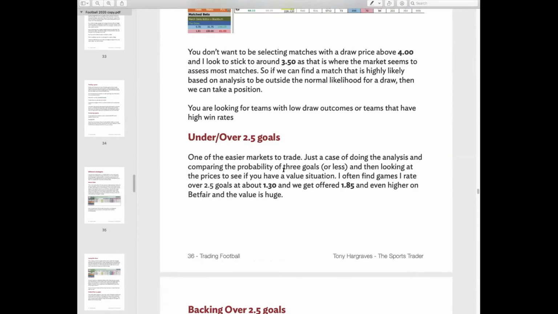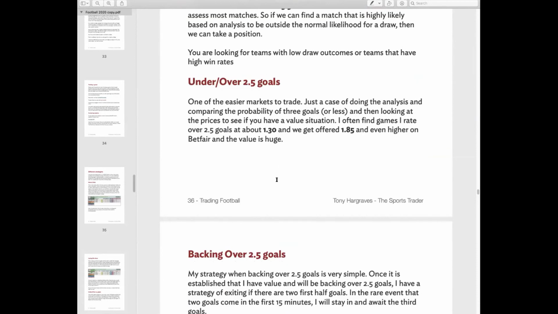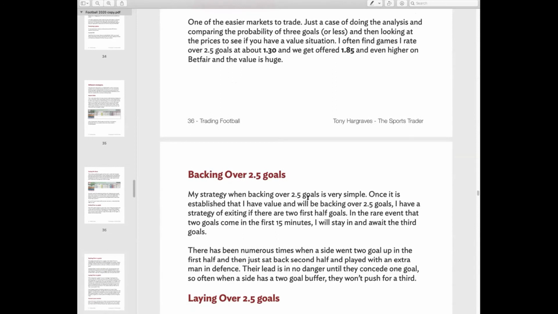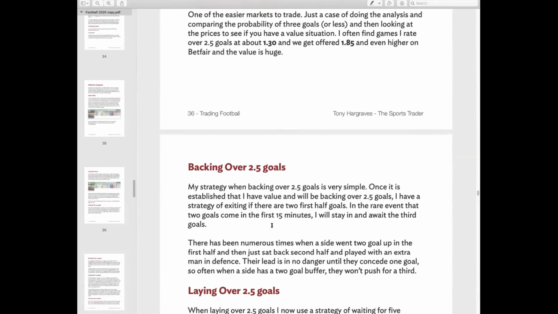The under over 2.5 goals, you obviously know about that one. We do that one a lot. So backing over 2.5 goals is simple. Once I've established we've got value, we have a strategy of exiting if there's 2 first half goals. In the rare event that 2 goals come in the first 15 minutes, then I highly recommend you stay in at least until half time, because that price is not going to move until half time. So you basically have a free bet.